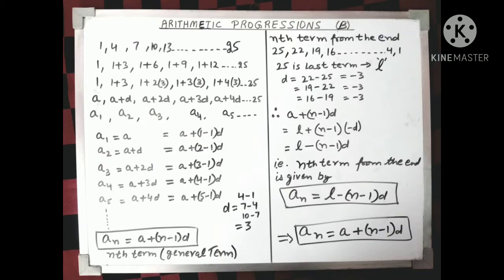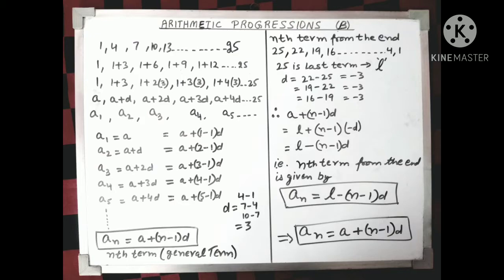Now see the tabular form just down below. I have rewritten it again. I have written a1 is equal to a + (1 - 1)d. I have written a2 is equal to a + d is equal to a + (2 - 1)d. I have written a3 is equal to a + 2d, a + (3 - 1)d. Same way a + 3d is equal to a + (4 - 1)d.